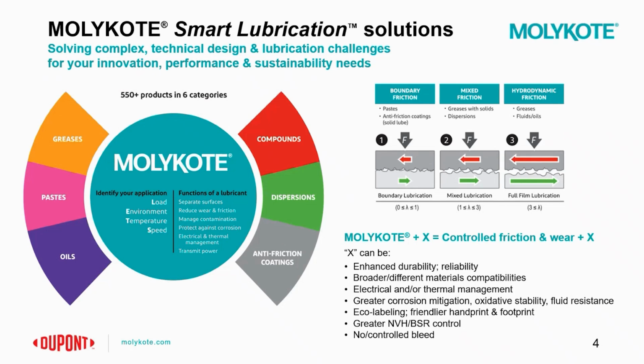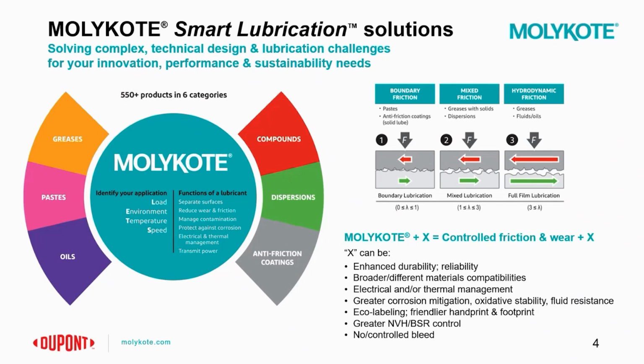The concept of tribology can be broken down into three separate friction regimes, including boundary friction, mixed friction, and hydrodynamic friction. So boundary friction would involve slow-moving, high-load applications. An example of an application involving boundary friction is press fitting. For applications involving boundary friction, we often lean towards the selection of pastes and anti-friction coatings, which are lubricants in which the solid lubricant itself is acting as the primary lubricating agent.